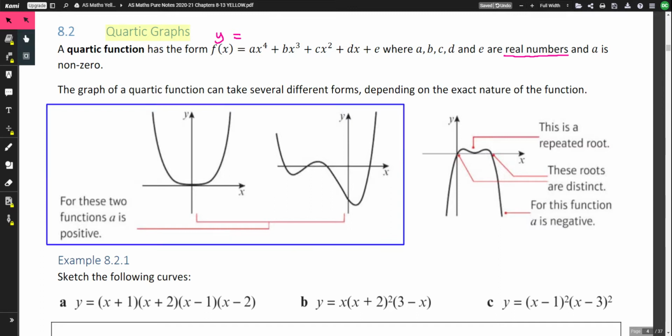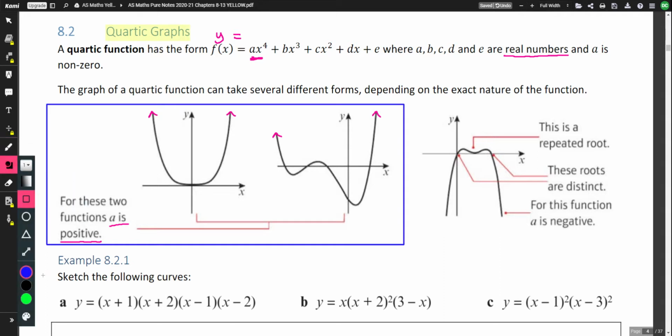in both these cases, A is positive. A is the number in front of x to the power 4. So when A is positive, the beginning and the end of the graph, the sections that head up to infinity, they go up to positive infinity. These graphs don't just suddenly stop. They keep going forever. And when A is positive, the two ends point up to positive infinity.